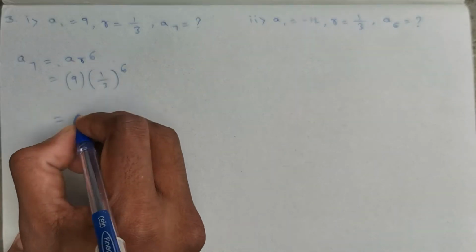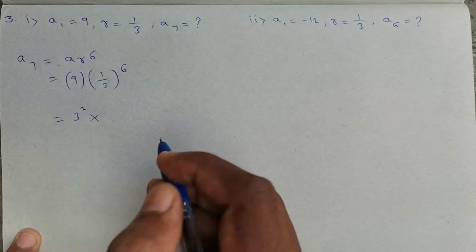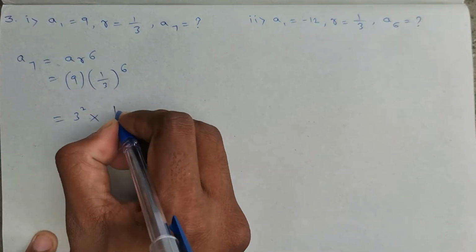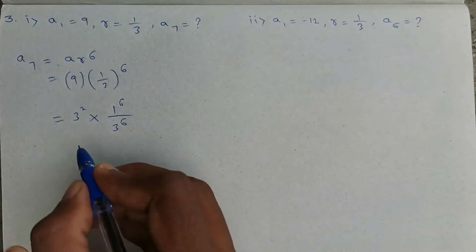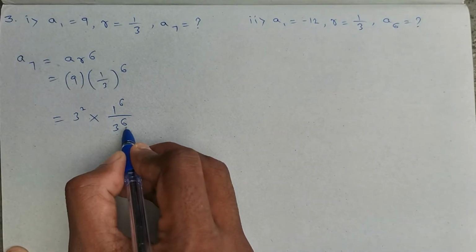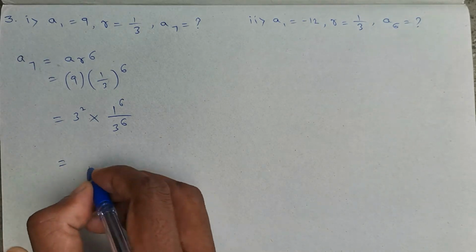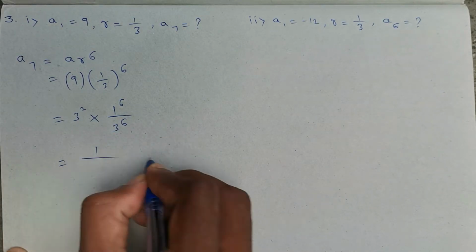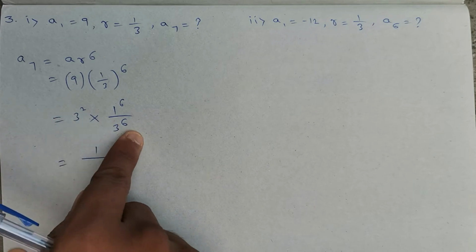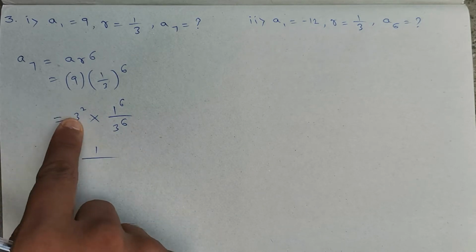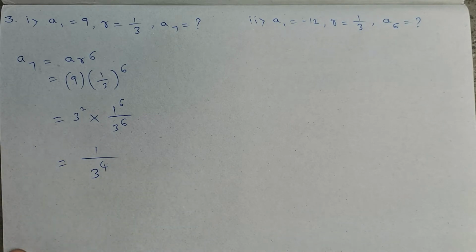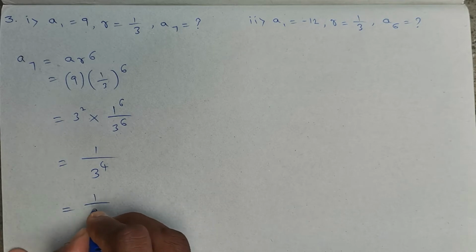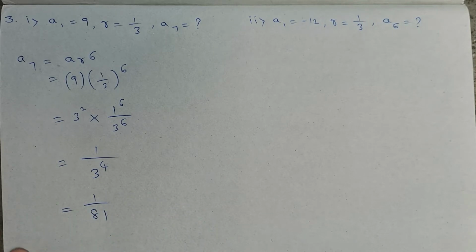So here 9 can be written as 3 square, into 1 by 3 whole power 6, which can be written as 1 power 6 divided by 3 power 6. Here 3 is 2 times, here 3 is 6 times. So if we do cancellation, 1 power 6 is 1 as it is, and here 3 is 2 times, here 3 is 6 times. So if we cancel, still 4 will remain. So 1 by 3 power 4, that is 1 by 81.